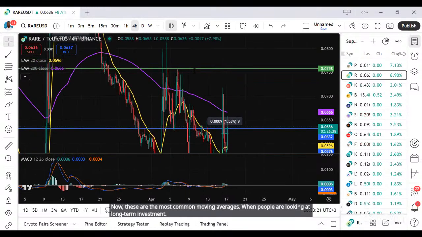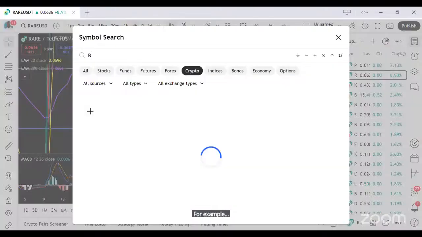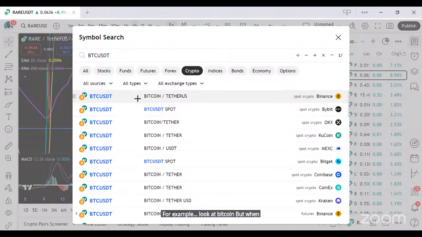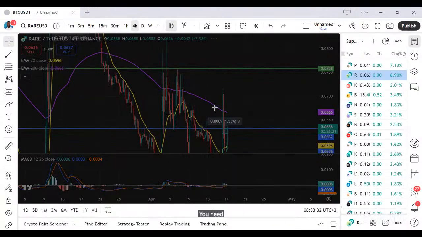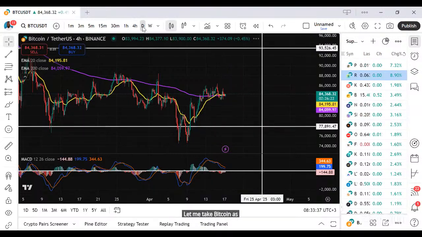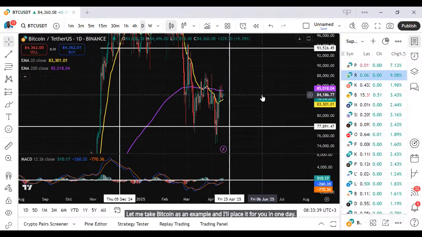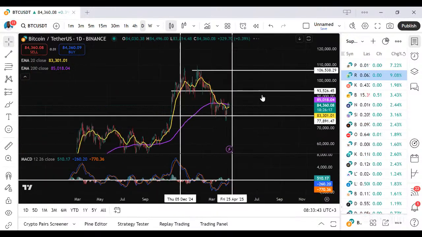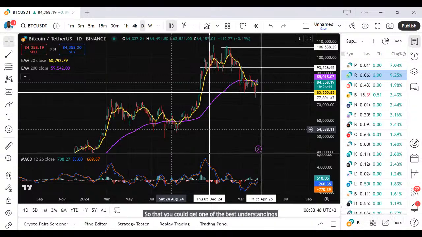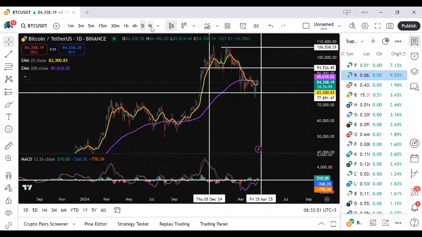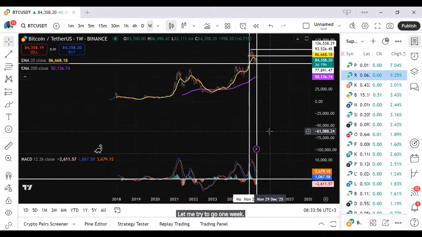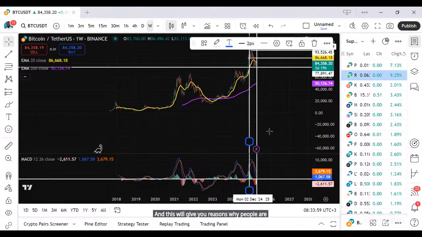For example, look at Bitcoin. But when you are scalping the market, you need small moving averages to help you find entry opportunities. Let me take Bitcoin as an example, and I'll place it for you in one day, so that you could get one of the best understandings. Let me try to go 1 week. And this will give you reasons why people are positive about markets.